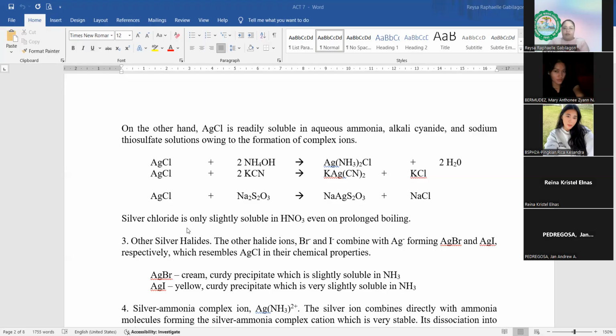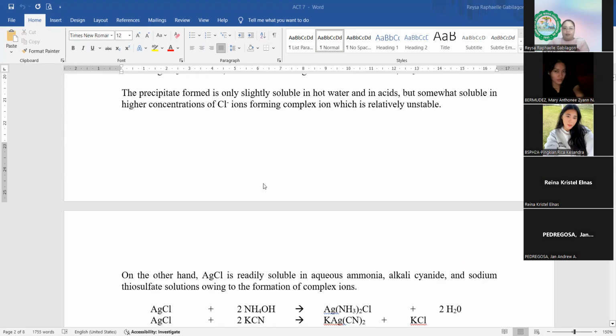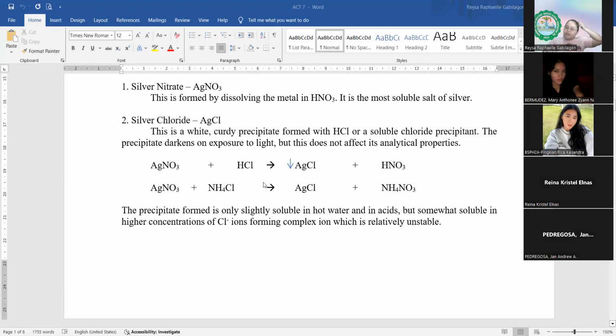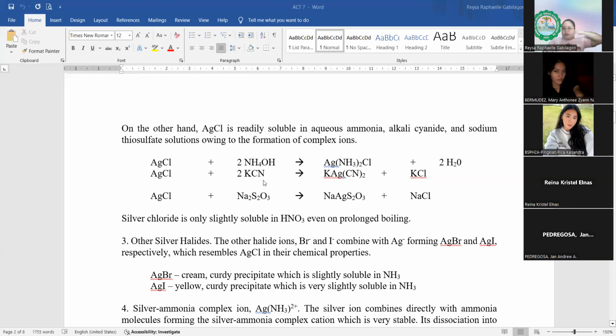Okay? If we are going to dissolve silver chloride in nitric acid though, it is only slightly soluble. Even if we boil it, it will not really be dissolved completely. Okay? So those are the characteristics of our silver chloride.